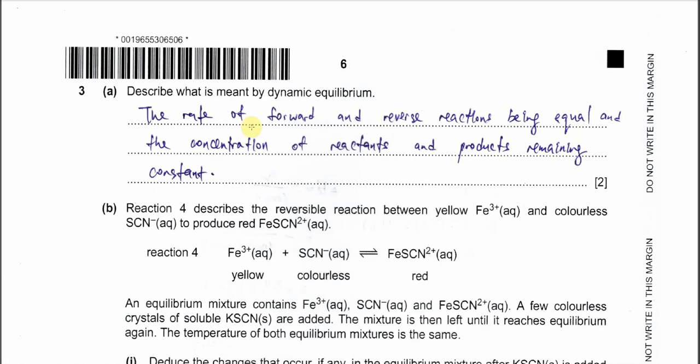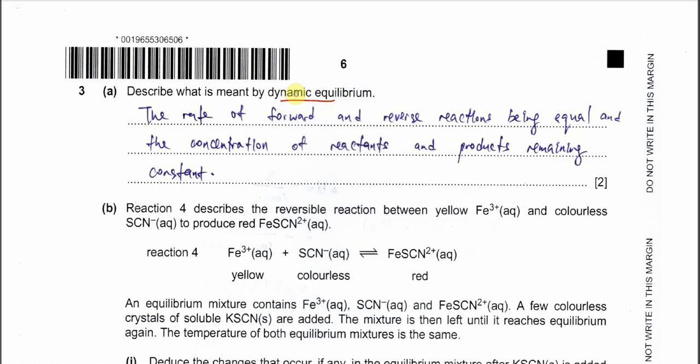Question 3, Part A. Describe what is meant by dynamic equilibrium. Dynamic equilibrium, there are two items there, dynamics and equilibrium. So what is dynamics? Dynamic is always moving or always forming. So what are the things that are forming? The reactants and the products. Equilibrium is more towards the concentration.